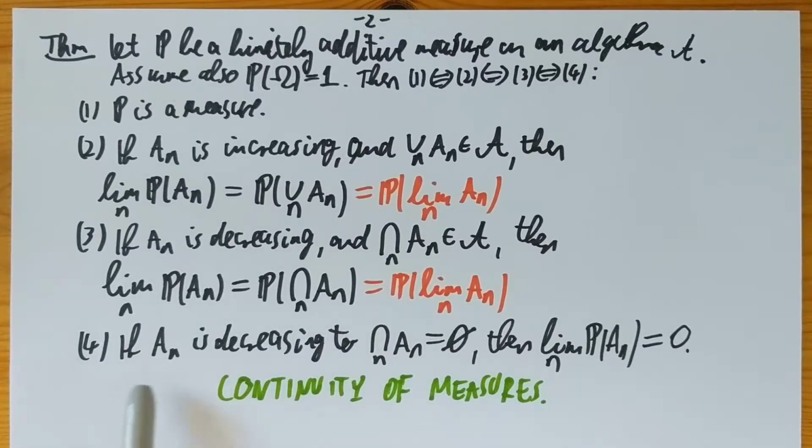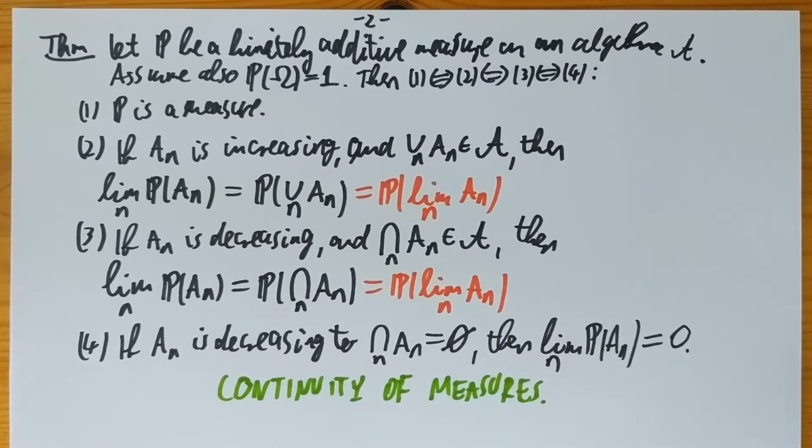And the fourth is that if the sets are decreasing to the empty set, then the limit of the measures is again the measure of the limit, which is the measure of the intersection, which is empty, and the measure of the empty set is always zero.